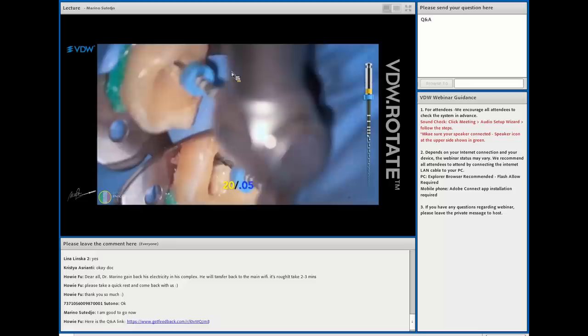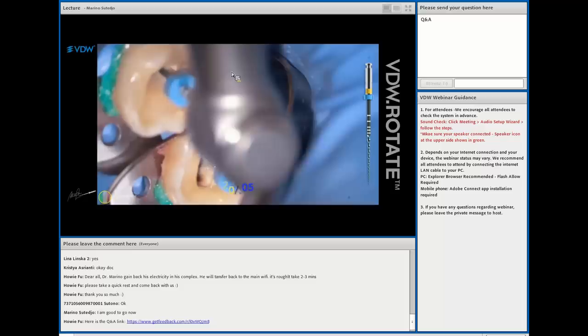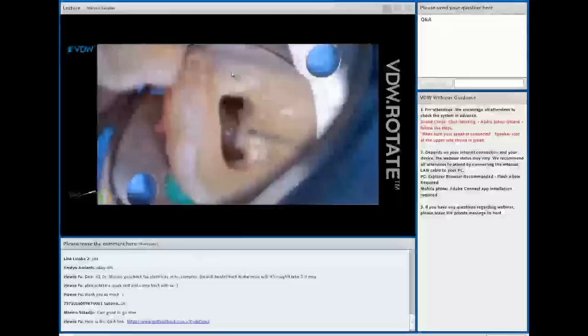You can see it is very smooth and very comfortable to use. You don't need to push. You can do a little bit of light brushing to create more coronal enlargement. Don't forget to flush and irrigate. Once again, always keep the canal full of fluid.